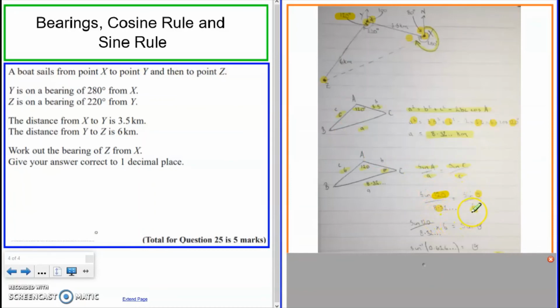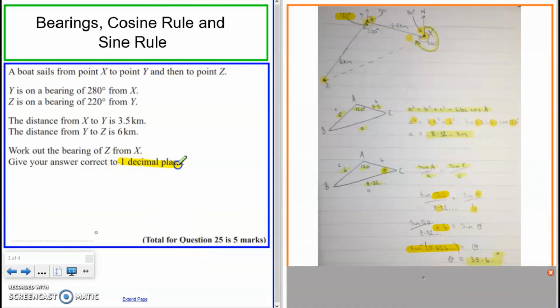Now I need to solve this equation for theta to work out this angle, which is this angle here that I highlighted earlier. So I multiply each side by 6. This gets calculated, and then I take the inverse sine of this side, which is going to leave me with theta, the angle. And that tells me that the angle is approximately 38.6. So this angle here is approximately 38.6. When I'm saying approximately, it's because I've taken it to one decimal place, because I know when I do my subtraction in a second, I need to give my answer correct to one decimal place.